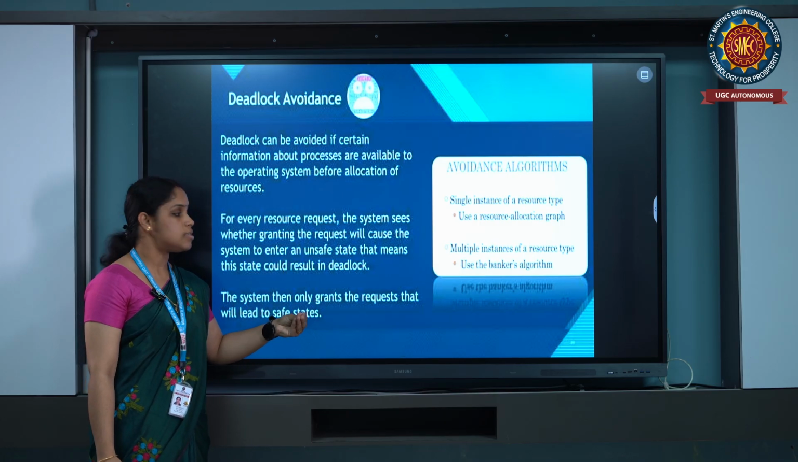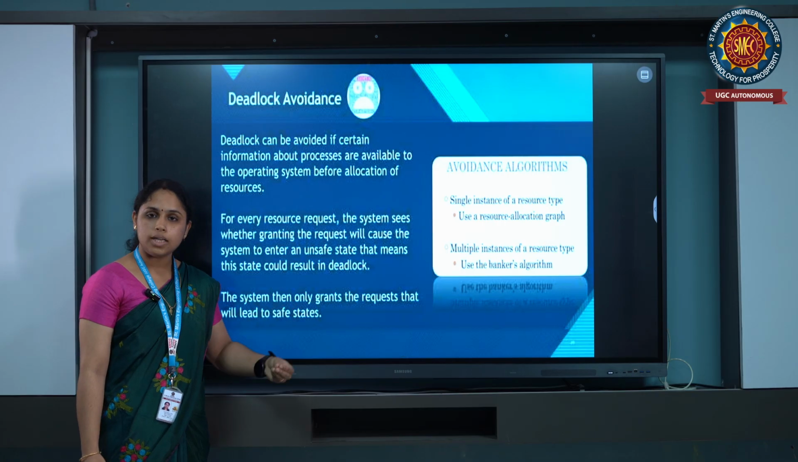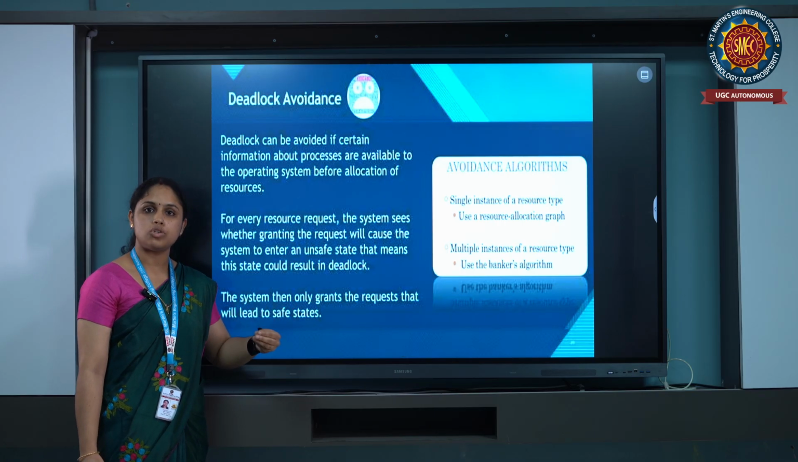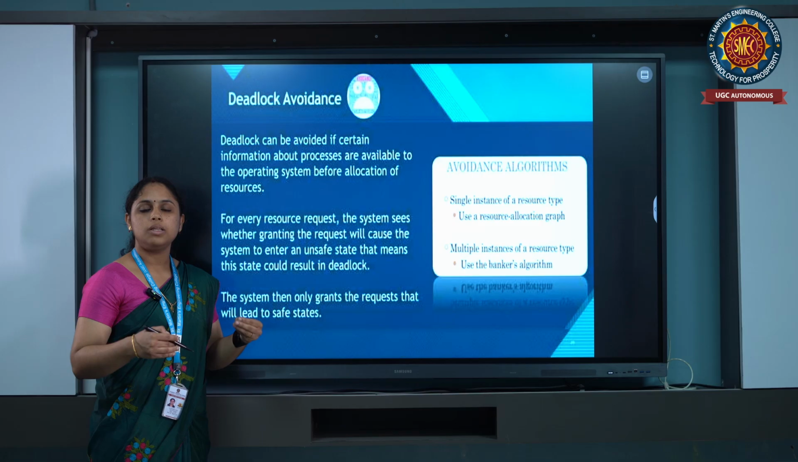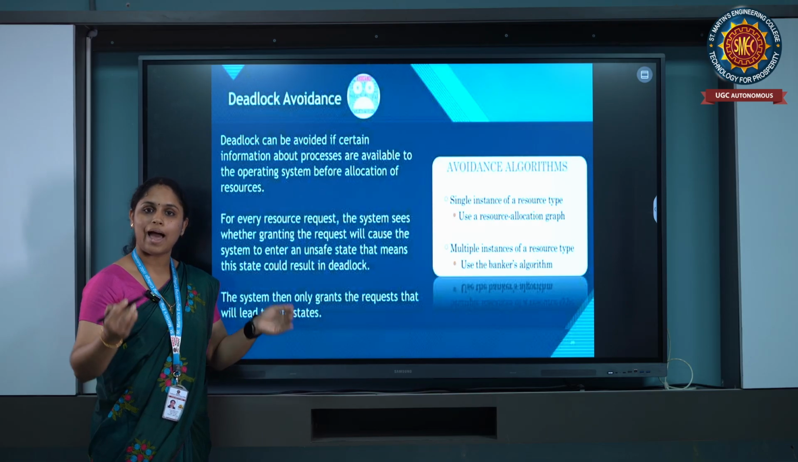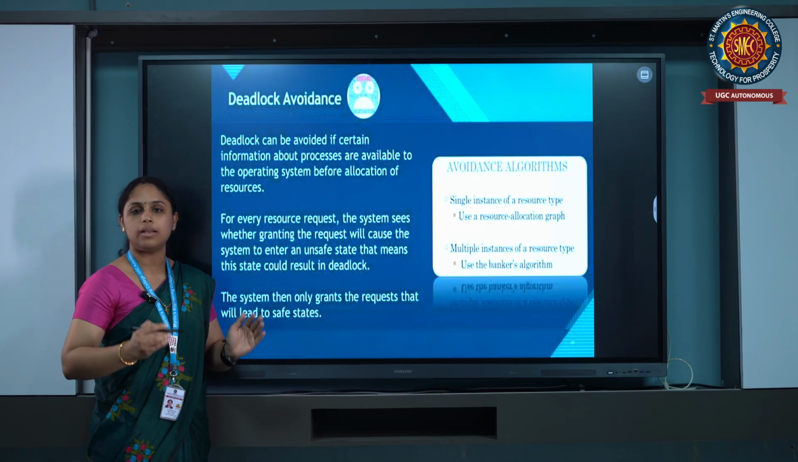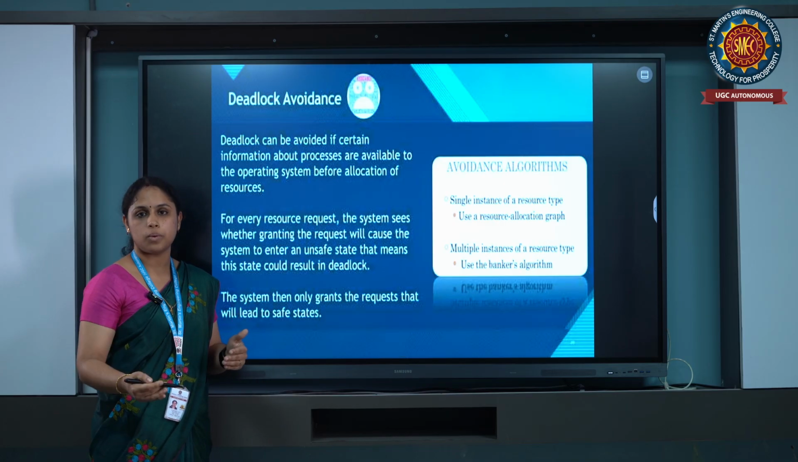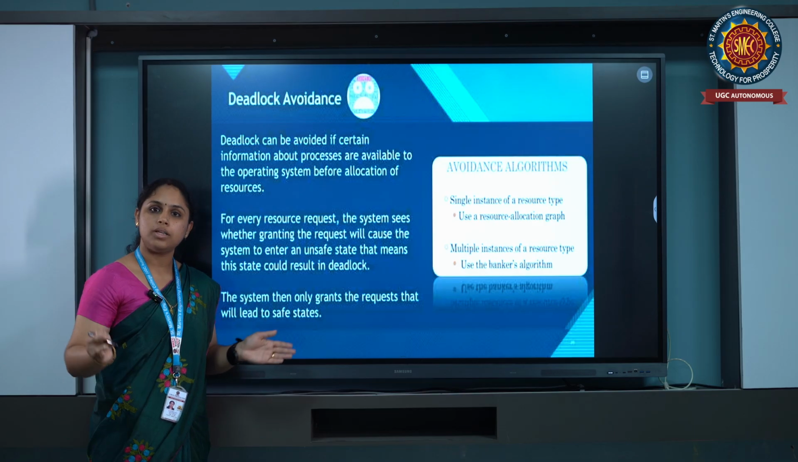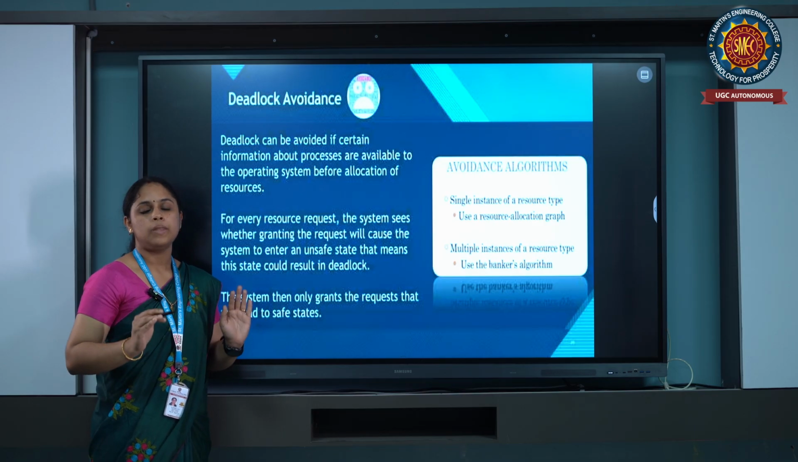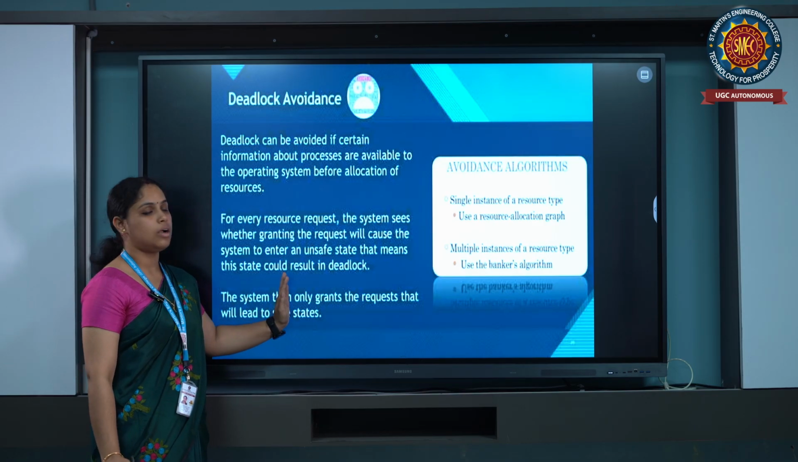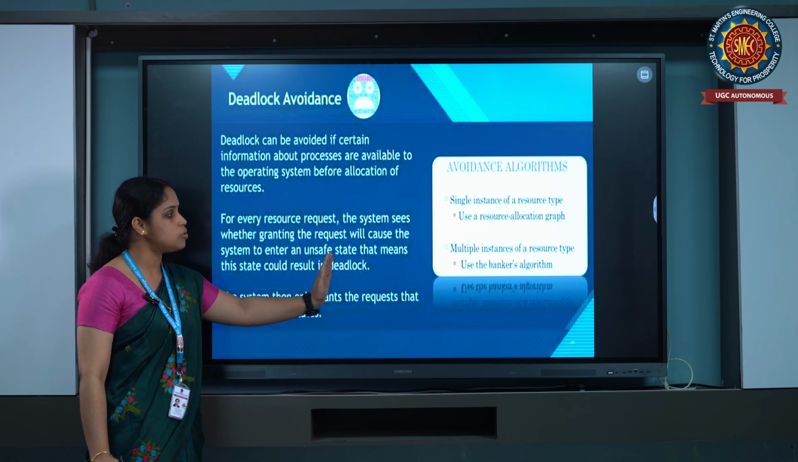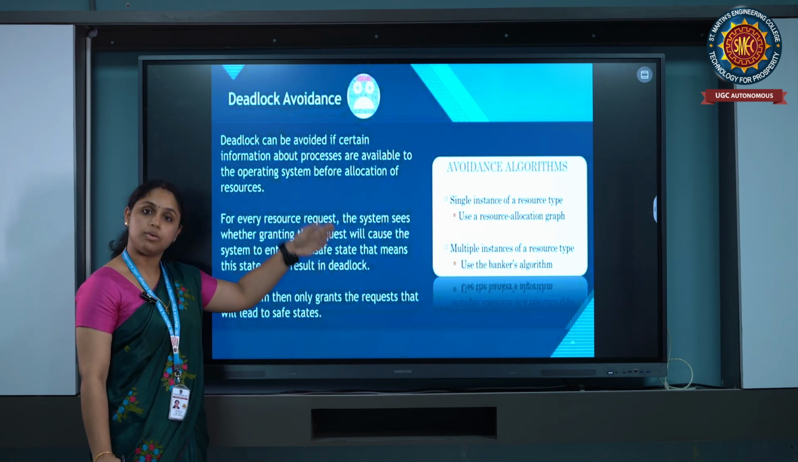Another strategy is that at the start of execution of each process, the process will acquire all the resources it needs for the execution. So in between, no request is needed, because all the resources are already acquired by the process. Those are the two strategies that you can use for deadlock avoidance.